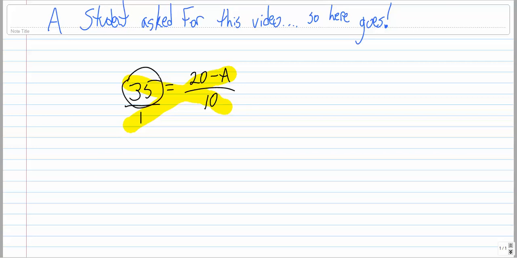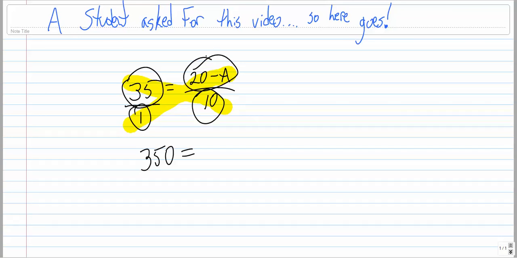You do 35 times 10, and that's going to be 350. And then 1 times anything is just anything, right? So I'm just going to bring this value down. So that's going to be 20 minus A. Okay, so now this looks pretty easy. It's a single line. There's only 3 things.